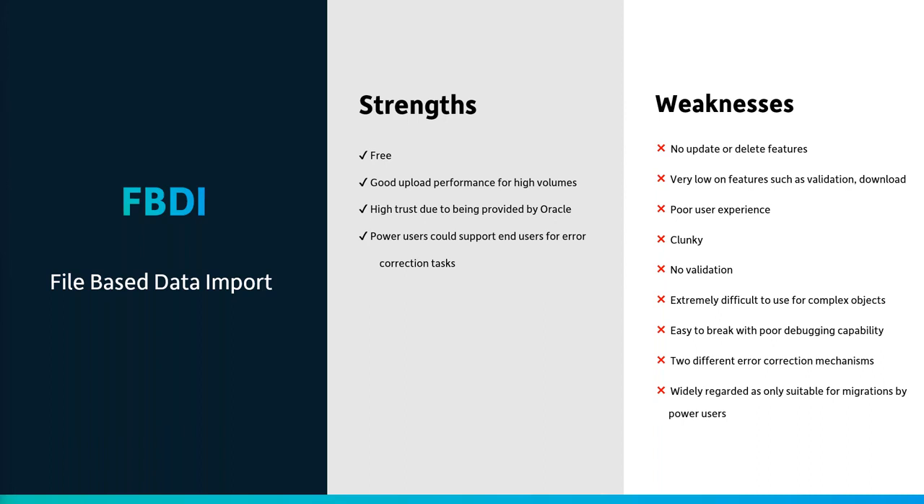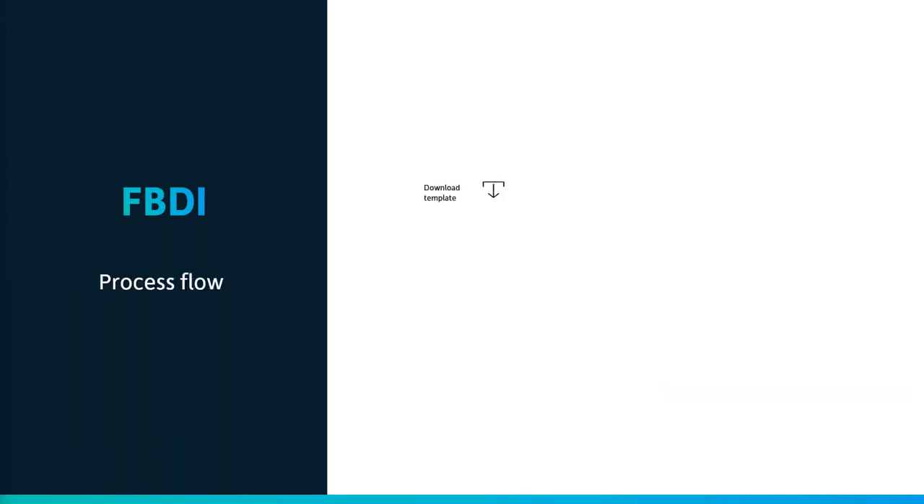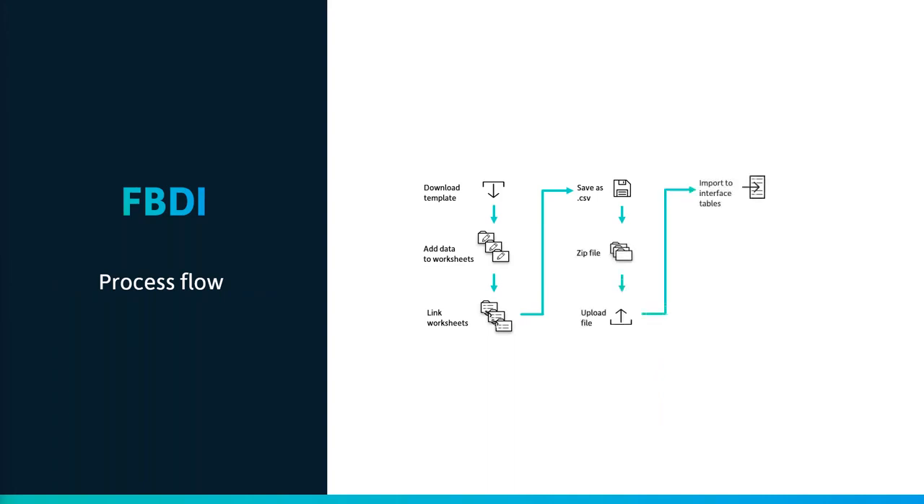The most significant weaknesses really are centered around the lack of download functionality, and that makes it quite difficult to populate your worksheet for updates, and most notably the convoluted upload process, particularly when handling errors. To highlight that, we have a process flow diagram for the FBDI upload here. And the problem is pretty obvious when you see it laid out like this.